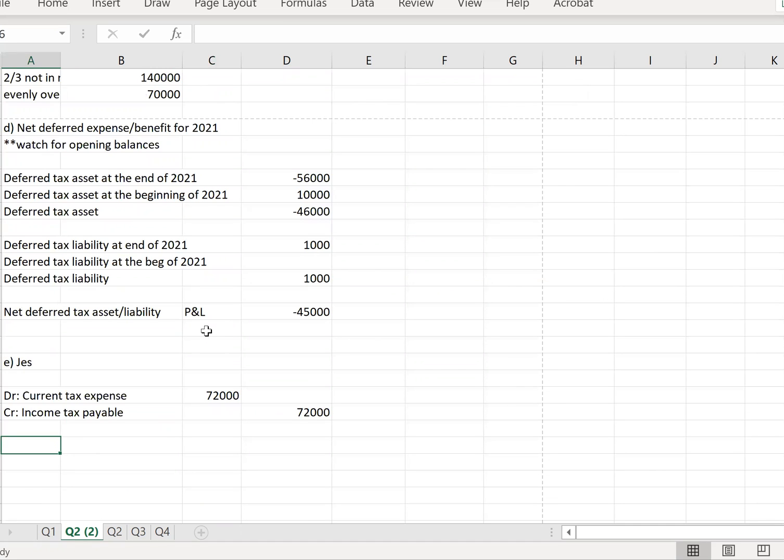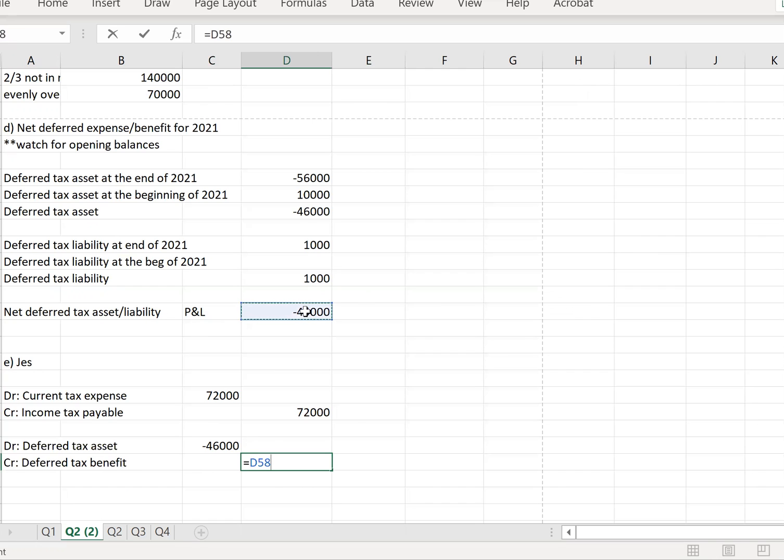So remember that the statement of financial position has to be gross, and it's the net change that goes through the income statement. So we're going to have debit deferred tax asset. We want to increase that account by 46,000. And then we're going to have credit deferred tax benefit. And this is going to be our income statement amount, which is going to be this net amount, 45,000. And then we're going to have credit deferred tax liability. And this is also statement of financial position. So let's pick that up, and that's going to be 1,000. So just ignore the signs here.